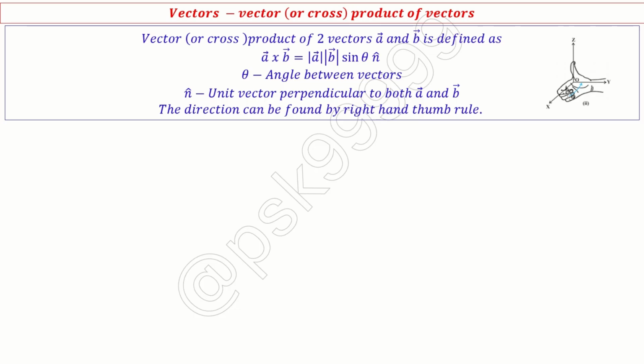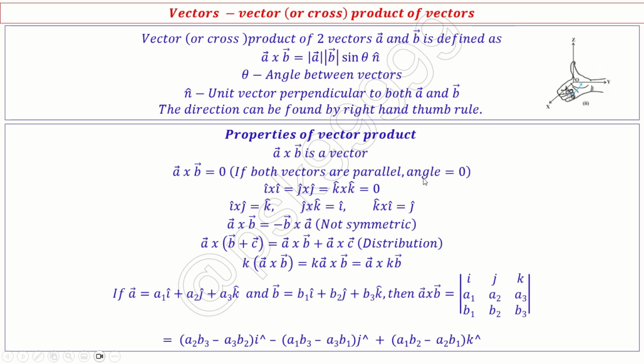Precisely, this is what the vector product is. Now next, the properties of the vector product. Vector A cross vector B is a vector.